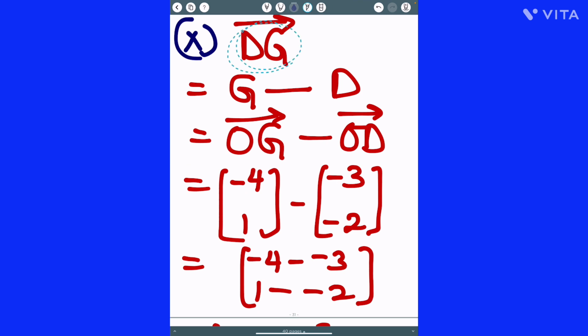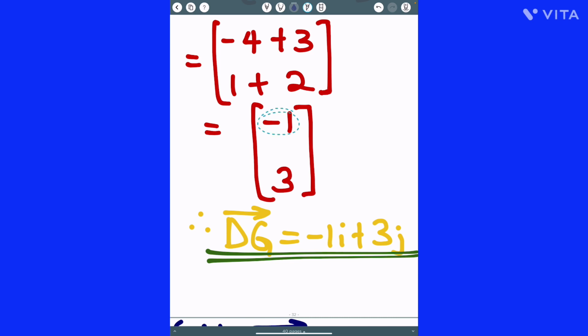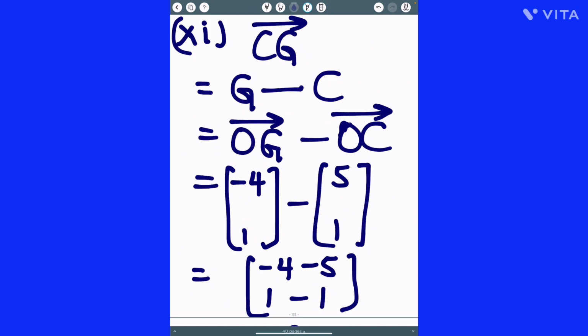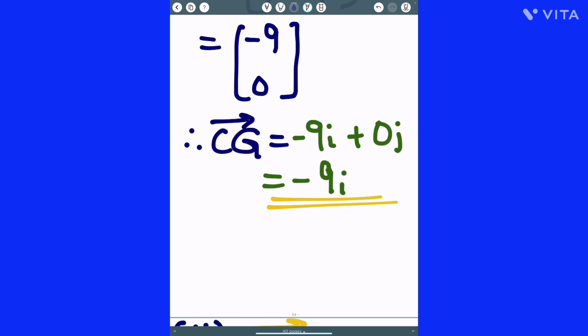Next question is number 10. Vector DG. Vector DG is G minus D. That's position vector OG minus position vector OD. OG is minus 4i plus 1j. OD is minus 3i minus 2j. So I put the two together. That will give me minus 4 minus minus 3 and 1 minus minus 2. So minus 4 plus 3 is minus 1. 1 plus 2 is 3. So vector DG is minus 1i plus 3j.